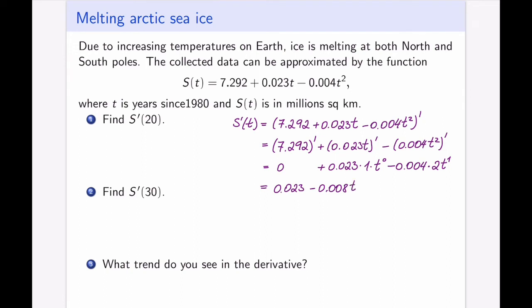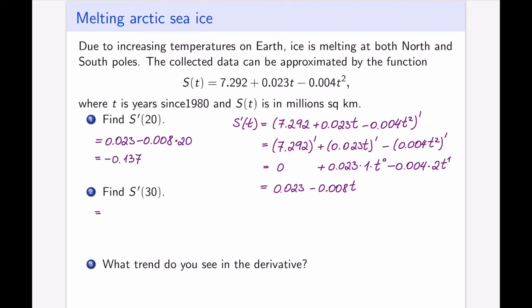This is the expression for my derivative now. So if I would like to calculate the derivative of 20, I simply plug in t equals 20 into this expression. And what am I going to get in this case? So here I will have 0.023 minus 0.008 times 20. And this will result in a number, minus 0.137. Okay, I'm not going to worry about units yet.